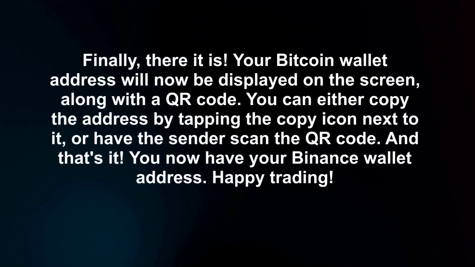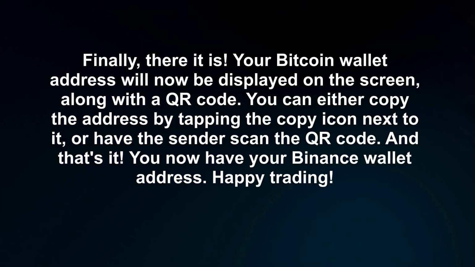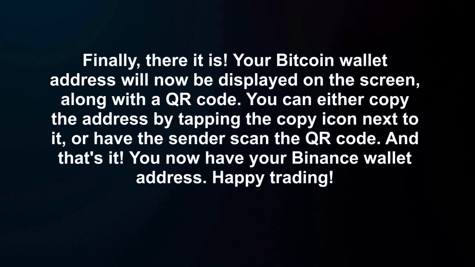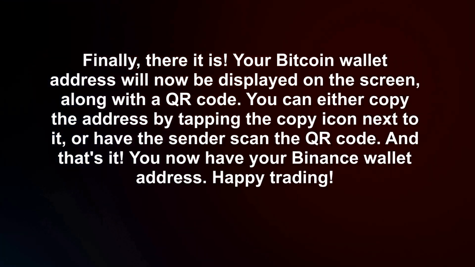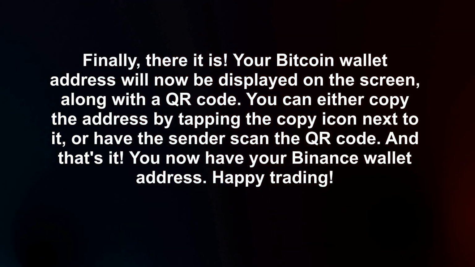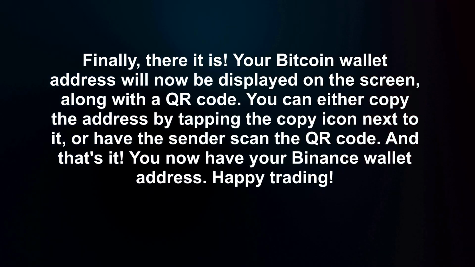Finally, there it is. Your Bitcoin wallet address will now be displayed on the screen, along with the QR code. You can either copy the address by tapping the copy icon next to it, or have the sender scan the QR code. And that's it. You now have your Binance wallet address. Happy trading.